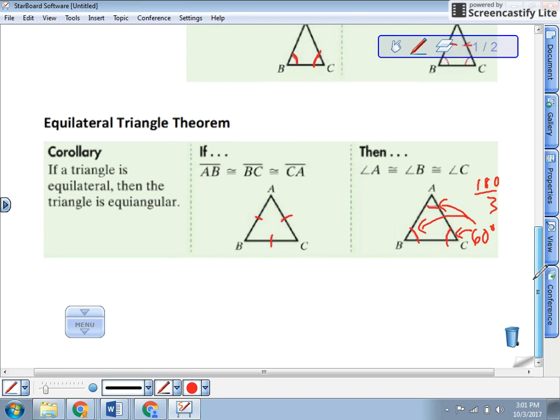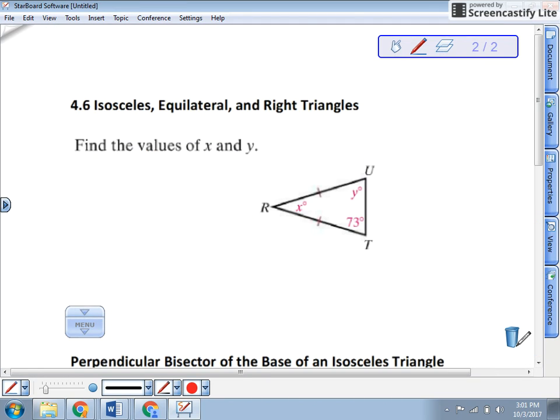Now that we know those theorems, let's take a quick example. They're going to ask you to find the value of x and y. Now, we've got two separate variables, so we're going to have to use what we already know. We see these tick marks right here. Since those are congruent, our base angles are going to be congruent. So y is just going to be 73 degrees. It's that easy. It's the same as the other one since the sides are the same.